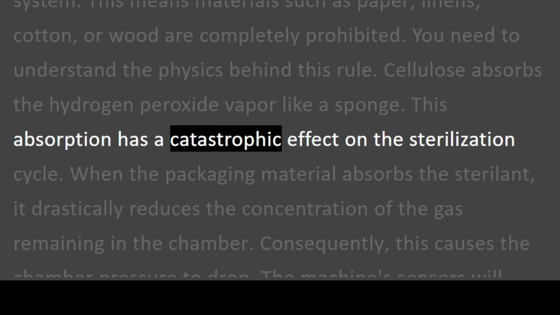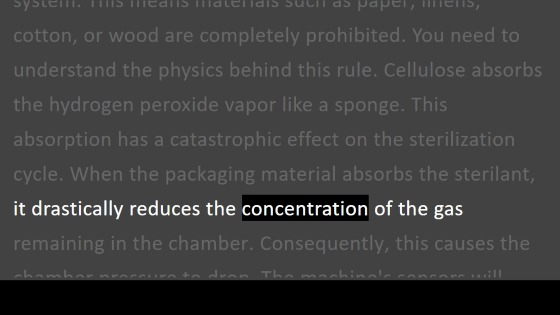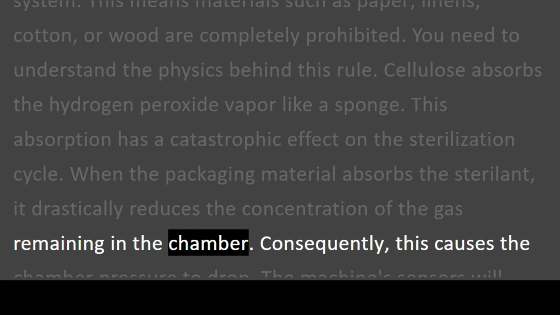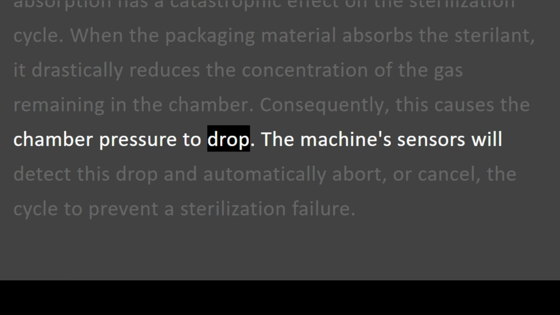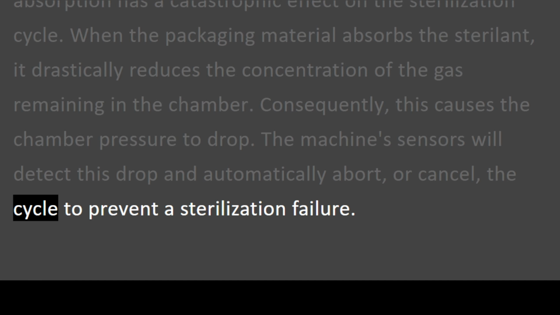This absorption has a catastrophic effect on the sterilization cycle. When the packaging material absorbs the sterilant, it drastically reduces the concentration of the gas remaining in the chamber. Consequently, this causes the chamber pressure to drop. The machine's sensors will detect this drop and automatically abort, or cancel, the cycle to prevent a sterilization failure.